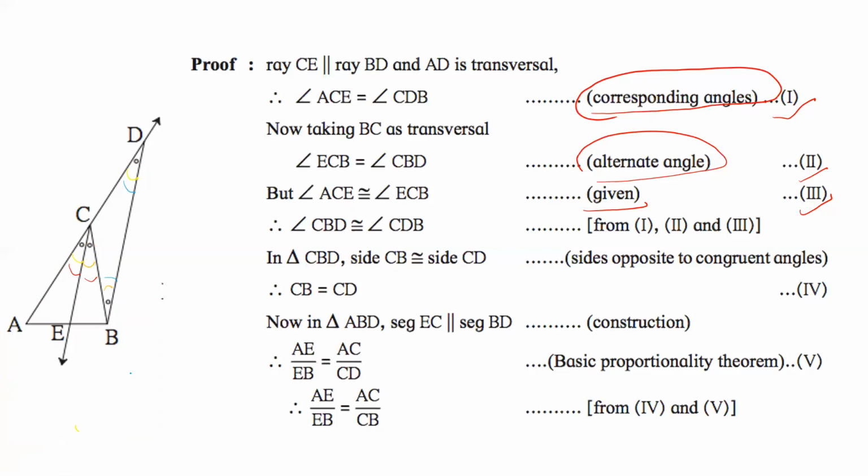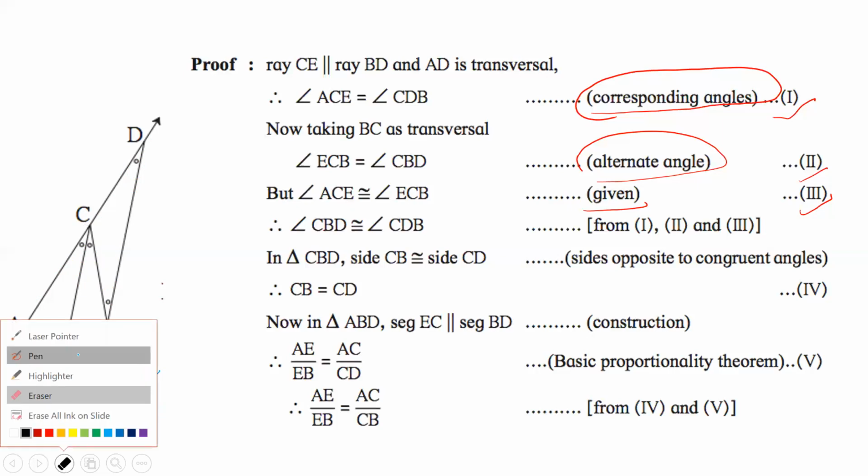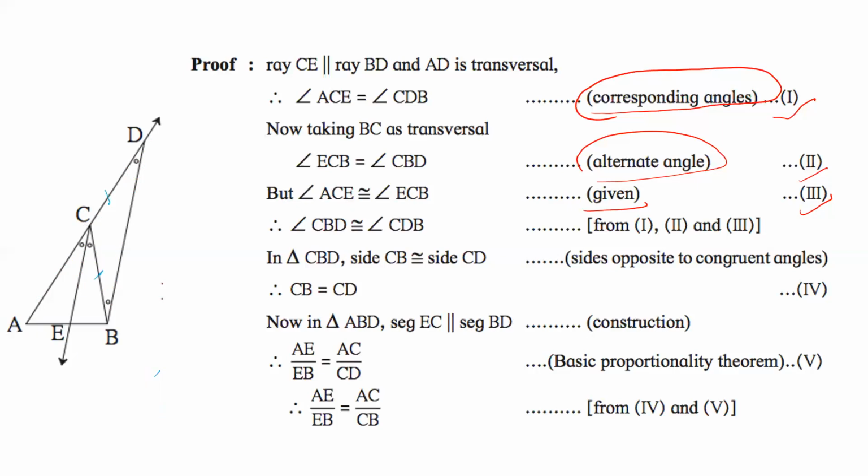Now, we know the property of an isosceles triangle. If these two angles are equal, then the sides opposite the angles will be equal. So using our existing knowledge in geometry, we can conclude that side CB is equal to side CD. That's what's here. CB equals CD.